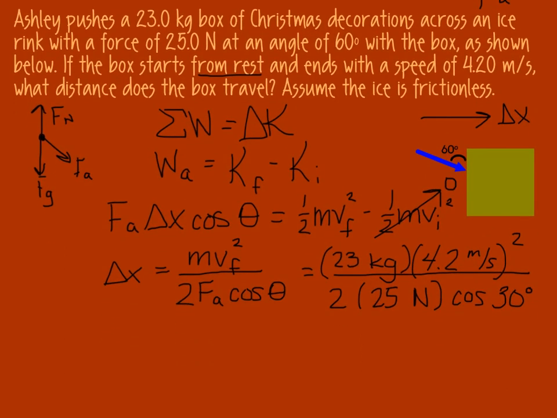Then I just get to plug all that into my calculator to figure out how far this box was pushed. And I end up gathering that delta x is equal to 16.2 meters. Again, a reasonable distance to be pushing something across an ice rink. Hopefully after watching this video, the work-kinetic energy theorem makes a bit more sense to you, and you're able to apply it to problems on your own.